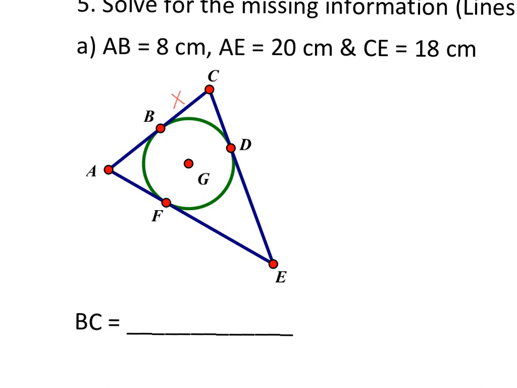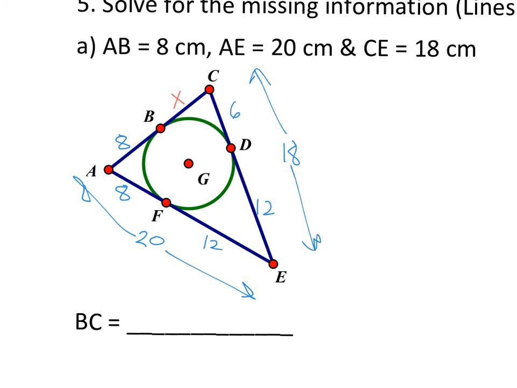In this problem, we're looking for the distance from B to C. Okay, so marking up the diagram, we have A to B is 8. So by the corner theorem, we have that other section is 8. A to E is 20, which means the missing section is 12, because 8 plus 12 is 20. So the other section of the corner is also 12. C to E is 18, meaning that these missing sides there are 6. So B to C has got to be 6.